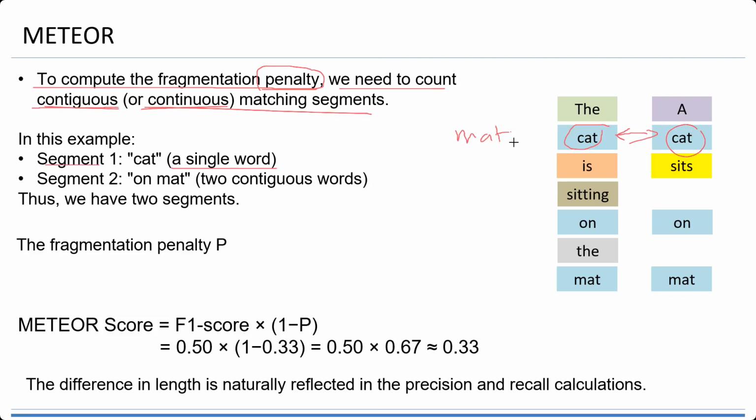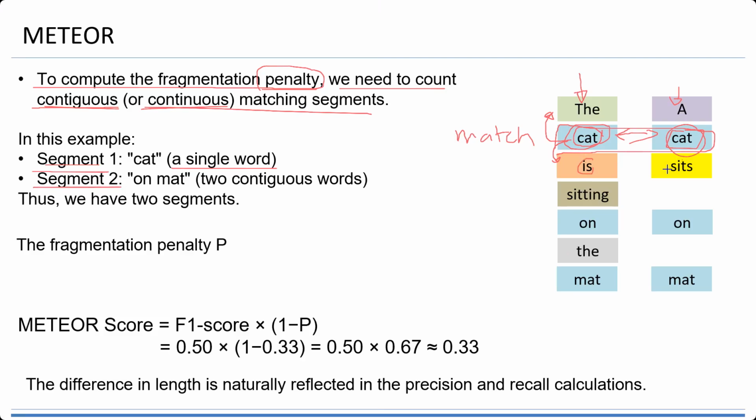They are matched. The reference and the generated summary, they have cat. We call this segment 1, because there is no other matching word before cat and no other matching word after cat. So we need to find another segment. In this case, we are going to check segment number 2. What is segment number 2?